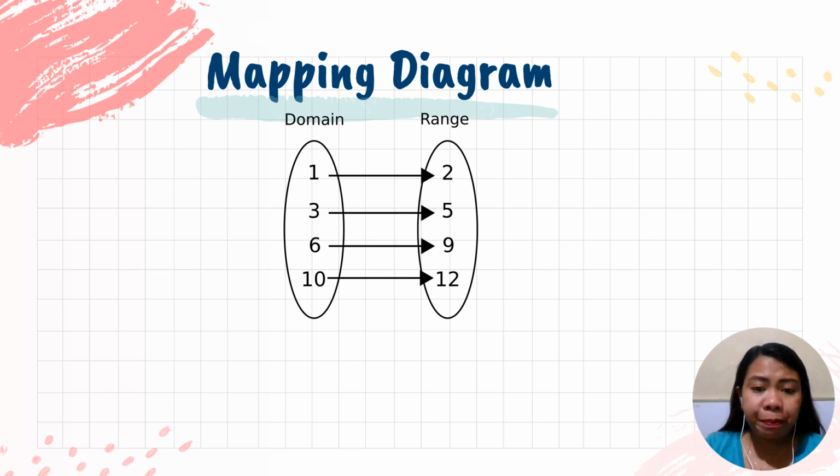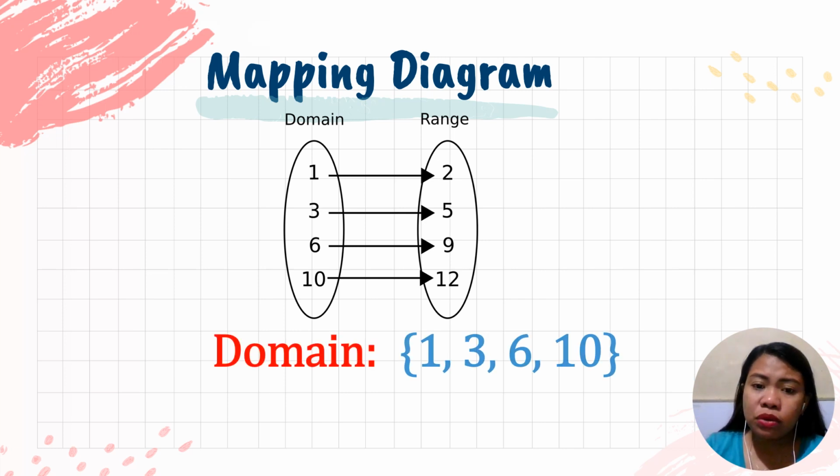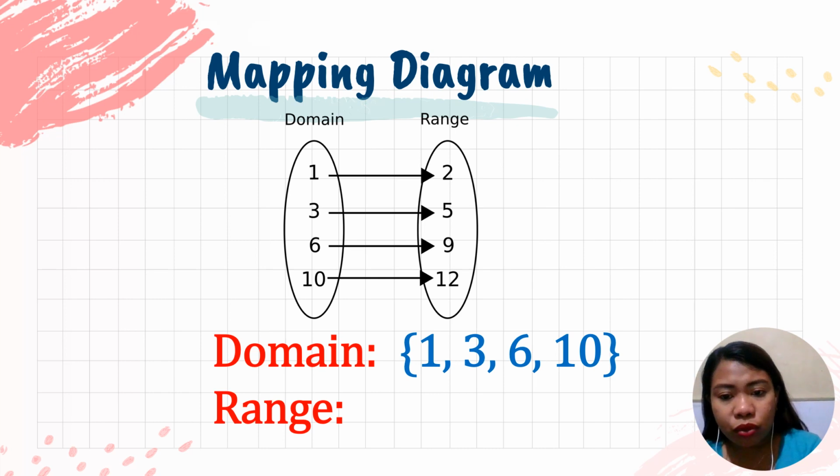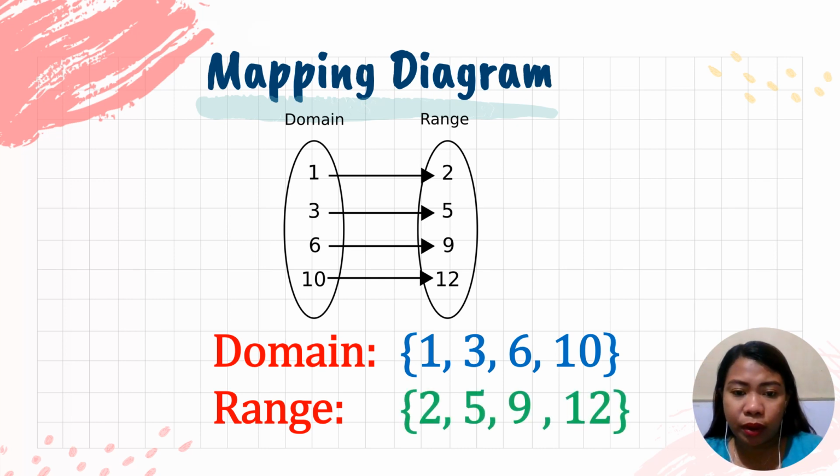Okay, in mapping, as you can see, one domain versus one range. No such element is repeated, meaning to say the domain are 1, 3, 6, 10. It's not repeated to the range, such that 2, 5, 9, and 12.